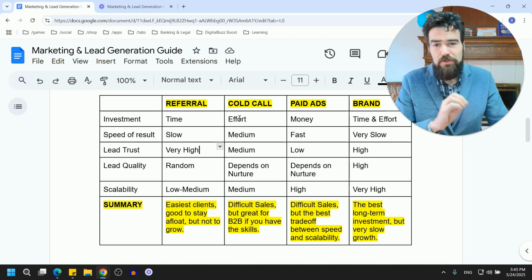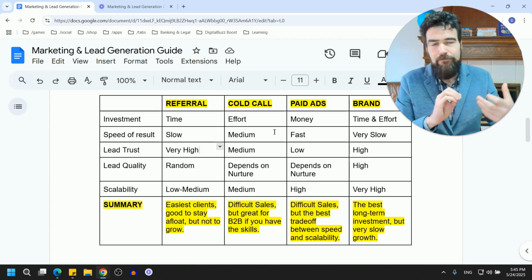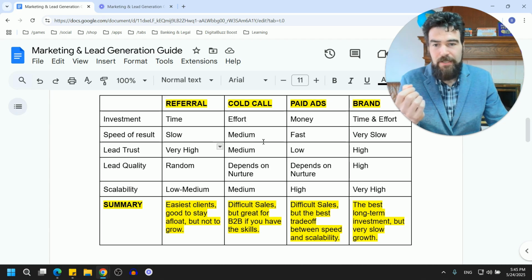The speed to result, though, it's pretty good. It's not like paid advertising, but you can get some pretty reasonably fast results with this. Definitely much faster than if you just were to do nothing or just rely on referrals.